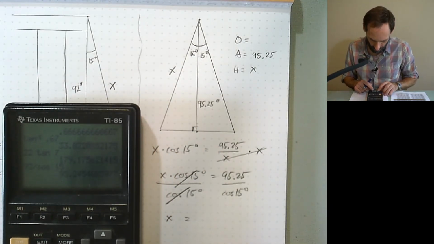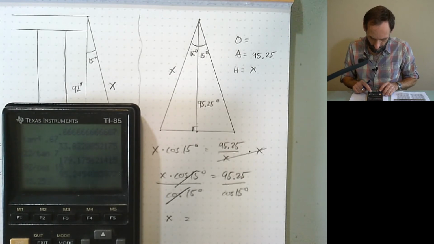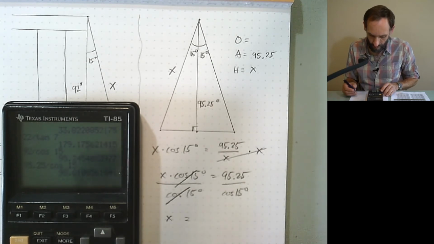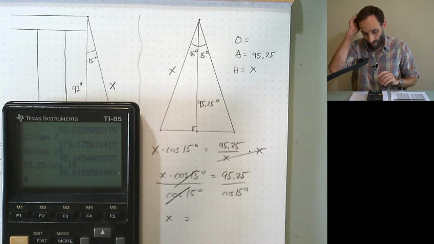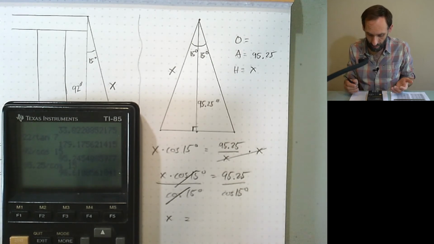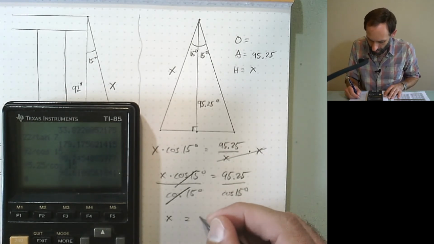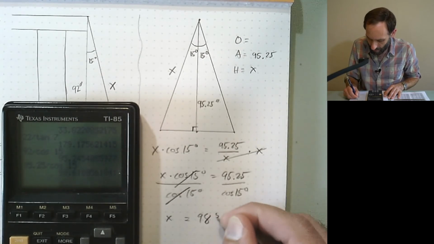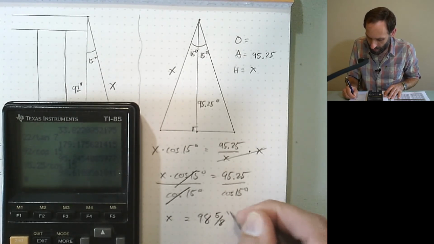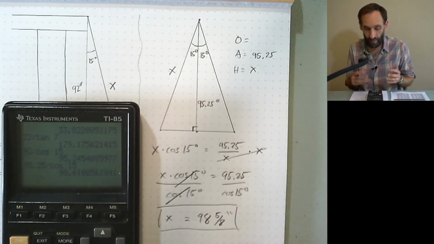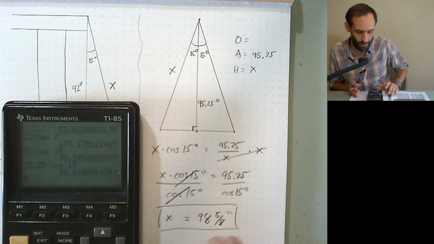So 95.25 divided by cosine 15 degrees. And I get 98.61. So if I'm going to round that to the nearest eighth of an inch, that's actually going to be 98 5/8 inches, which is the length that I'm going to want to cut those boards to.